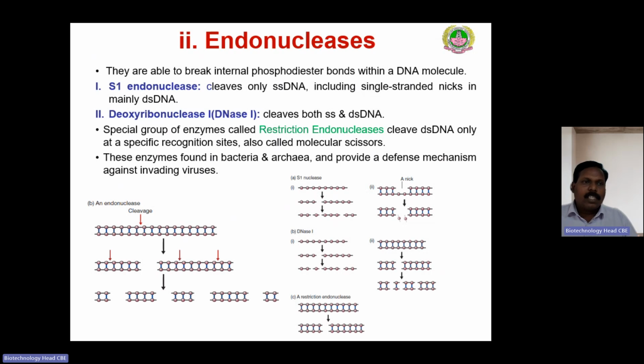When we talk about endonucleases, there is a special category of enzymes within this group called restriction endonucleases, which cleave the double-stranded DNA by making a nick or cut at specific recognition sequences. That's the reason we call these enzymes molecular scissors in recombinant DNA technology. These restriction endonucleases are found in bacteria as well as in archaea, and they provide a kind of defense mechanism for these organisms when they are challenged by virus infections.